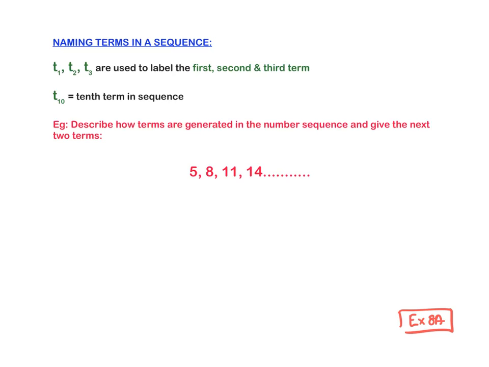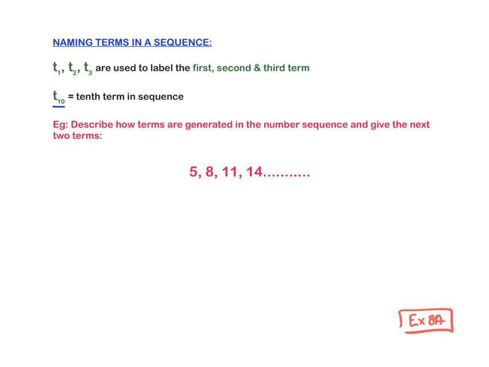The next part is naming the terms in a sequence. As before, we call the first term in the sequence T1. The next one is T2, then T3, and so on. If you want the 10th term, it'll be known as T10.